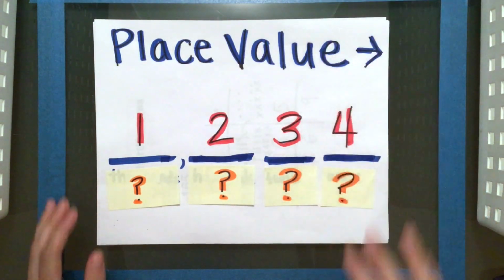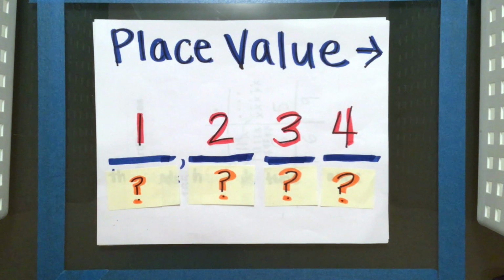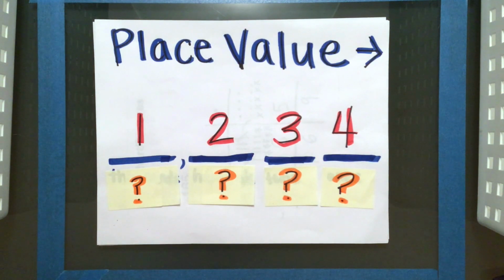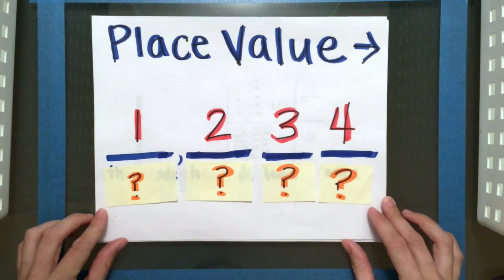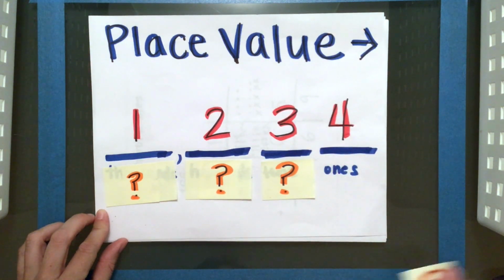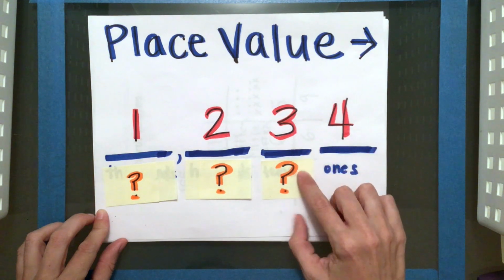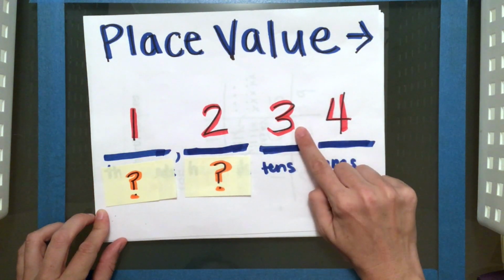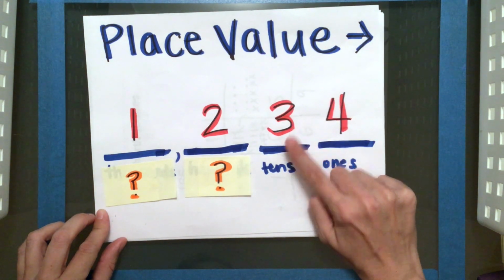Let's remind ourselves about place value. This number is 1,234. But each number here is not one digit. For example, the 4 is in the ones place. The 3 is in the tens place. This means that this is not a 3, but it's actually the 3 representing a 30, or 3 tens.